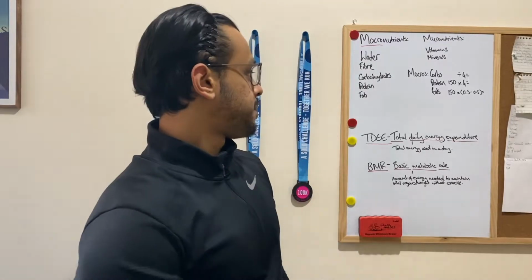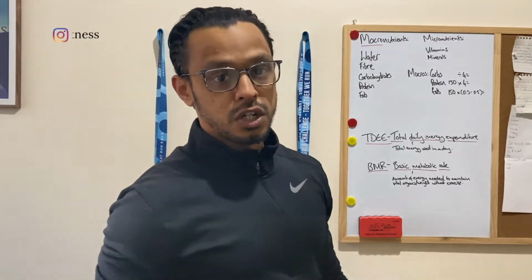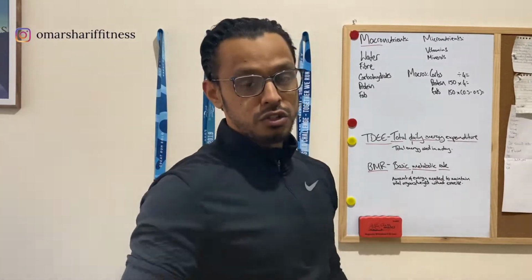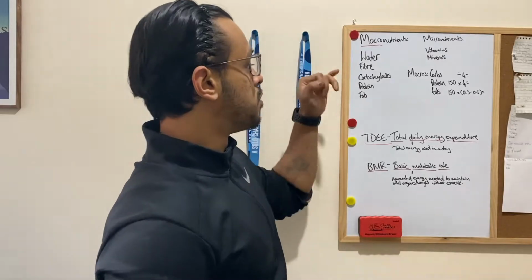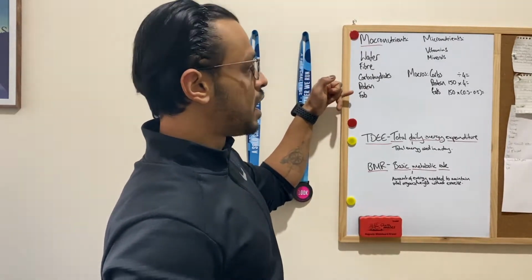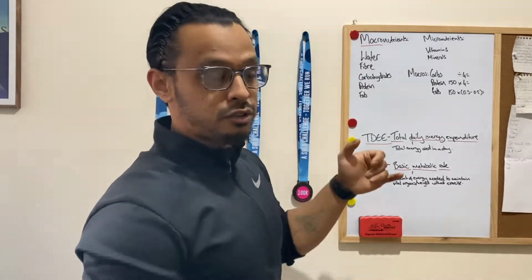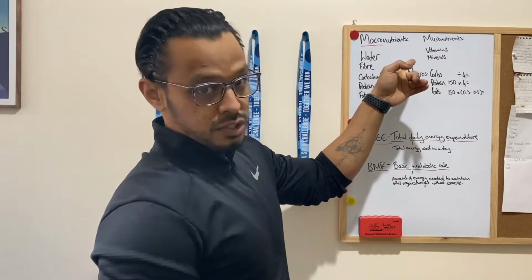To start off with, you've got macronutrients and you've got micronutrients. Macro means large, micro means small, and the nutrients is what your body needs. So the macronutrients is the large nutrients that your body needs, and that comes in the form of water, fiber, carbohydrates, protein, and fats. And then you've got your micronutrients, which is your vitamins and minerals.